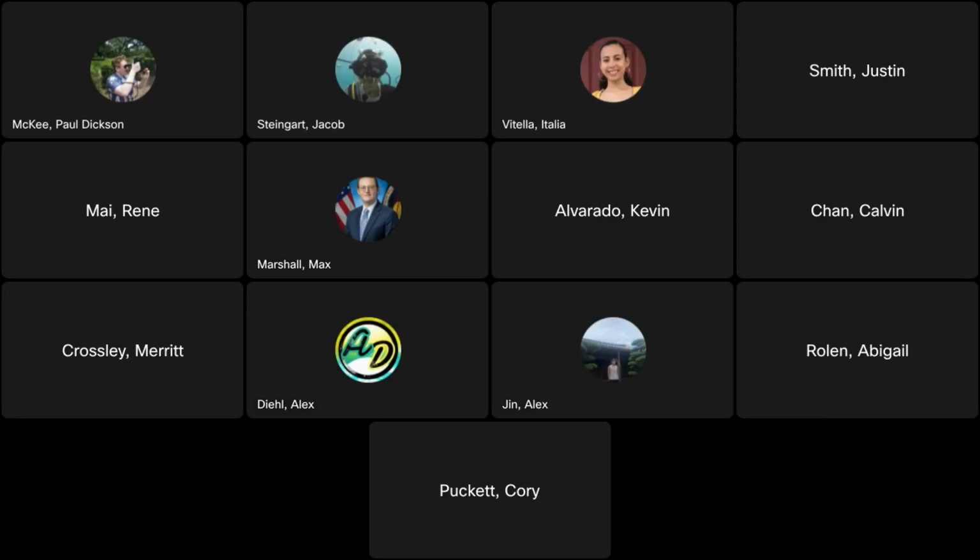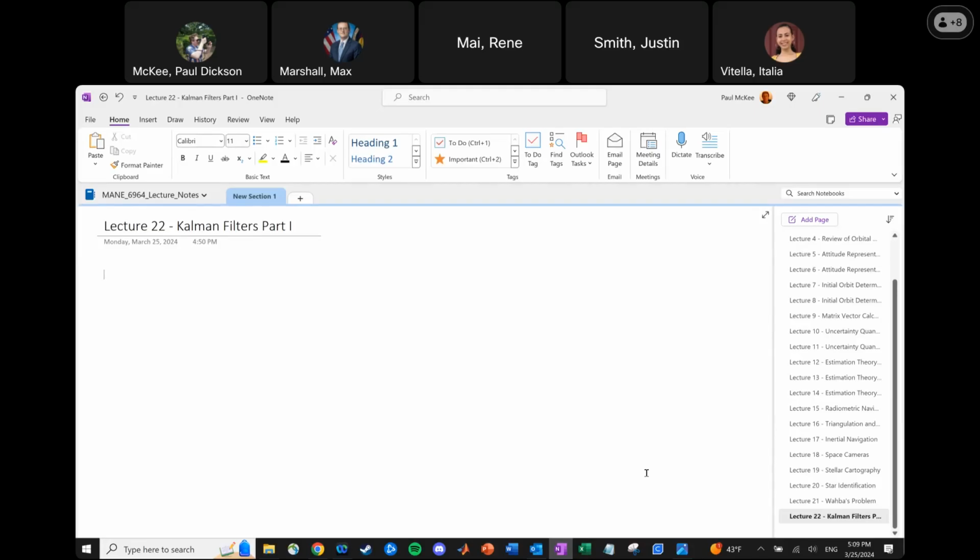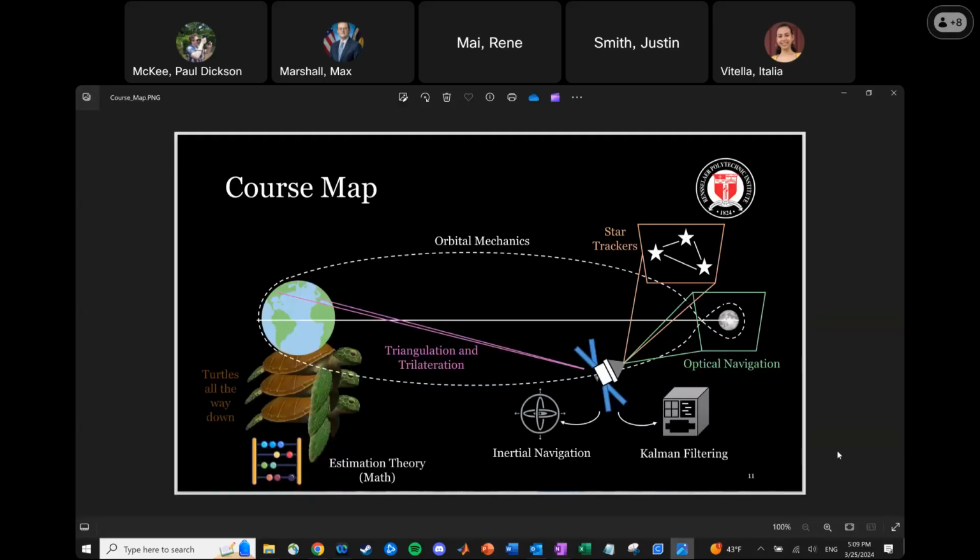I'll go ahead and share my screen here. We're starting a new unit. We just did 4 lectures on star trackers and how star trackers work. Whenever we pivot what unit we're working on, I like to refer us back to this course map, this brilliantly designed and illustrated map that I put together before the first class. This is to give us an idea of everything that we're learning in this course all in one picture.